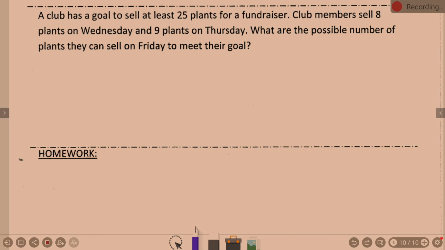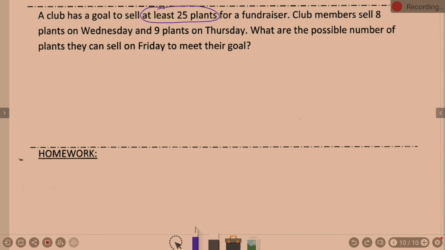Okay, so I read the problem. Let's go back and reread it and pick up the information we can. A club has a goal to sell at least 25 plants for a fundraiser. Now, that's like our total. That's what our inequality would be compared to. But what does at least mean? Is that less than, greater than, less than or equal to, greater than or equal to?